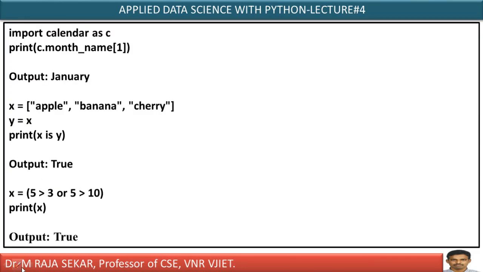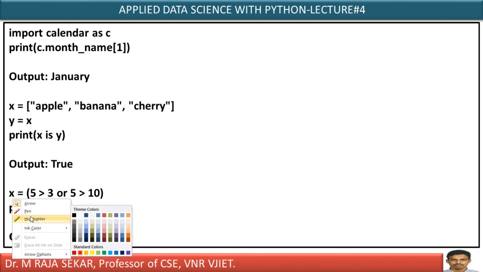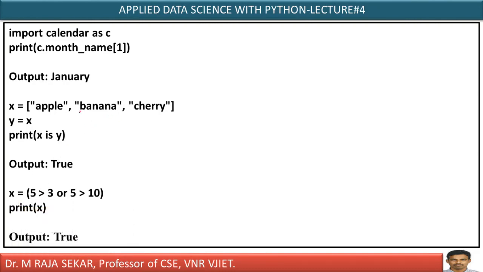If you have a little bit of difficulty understanding these things, you need not bother about it. I will discuss all these things in a detailed manner. Just see here, I have a list of items: apple, banana, cherry. Let me say y equal to x. I am keeping x in y. Print x is y. x is y checks whether they are the same or not. Yes, they are the same. Therefore, in output I will get True.